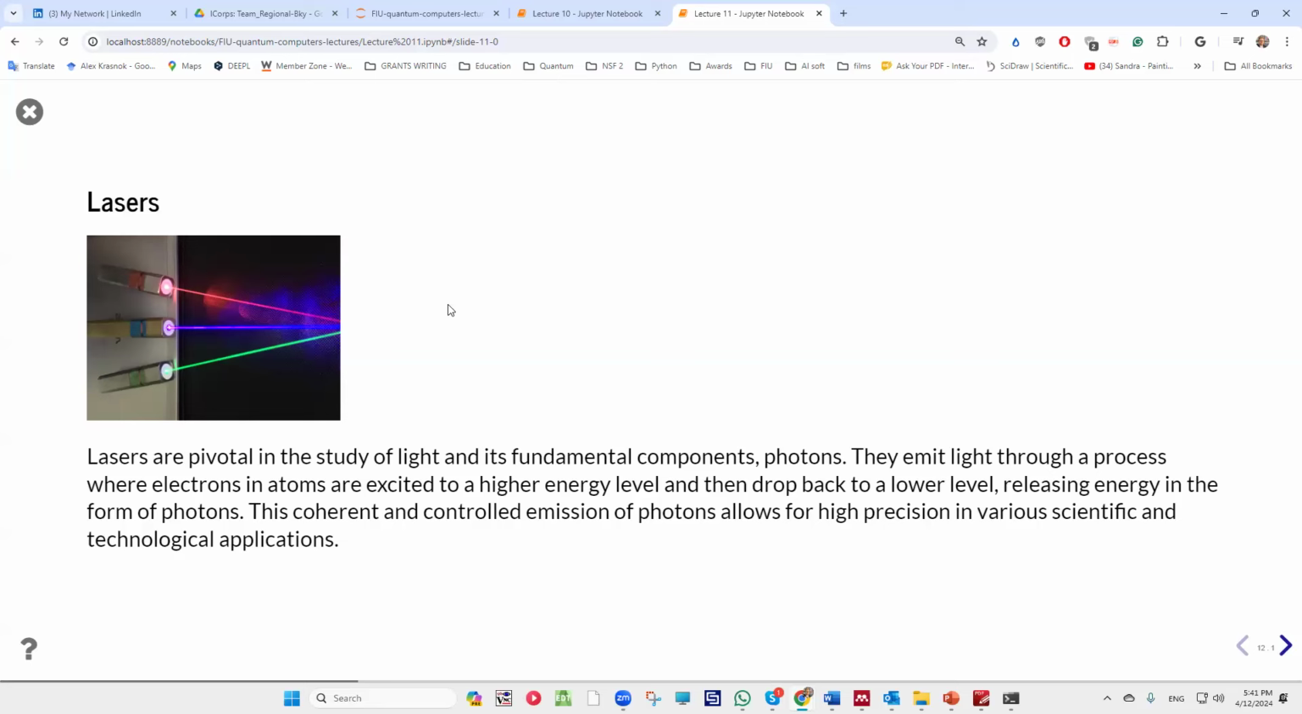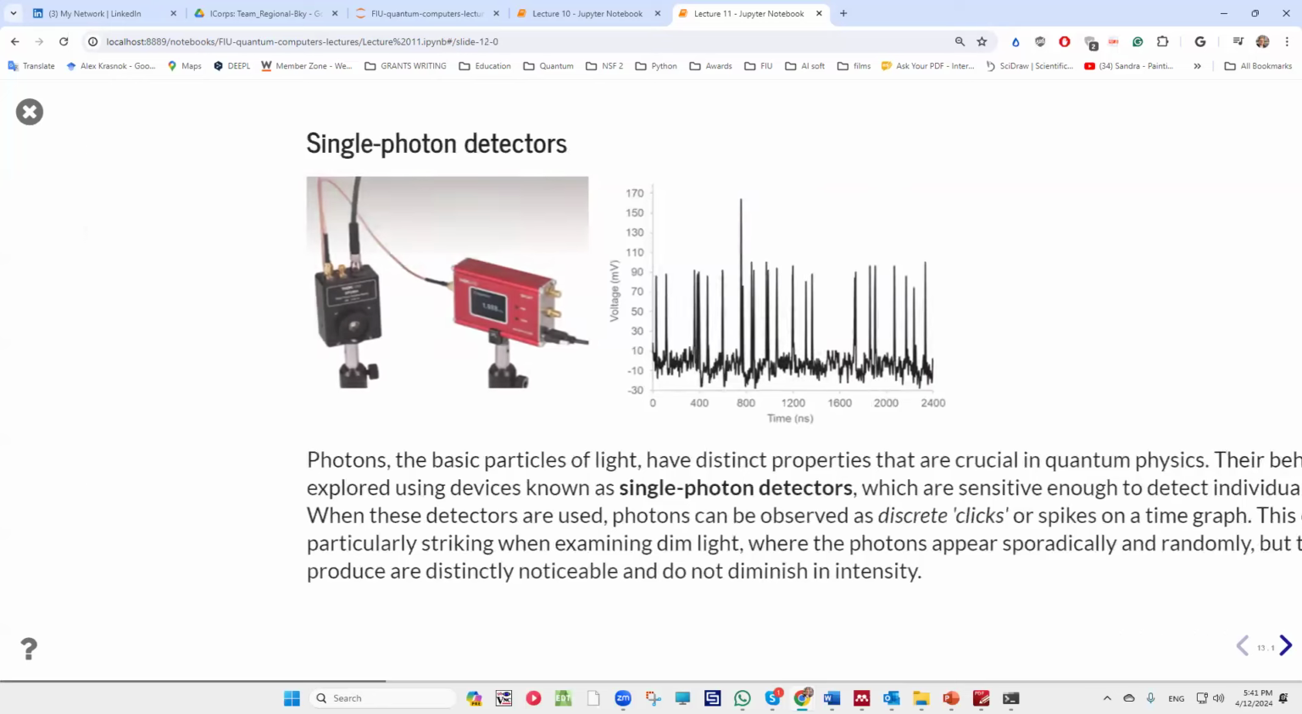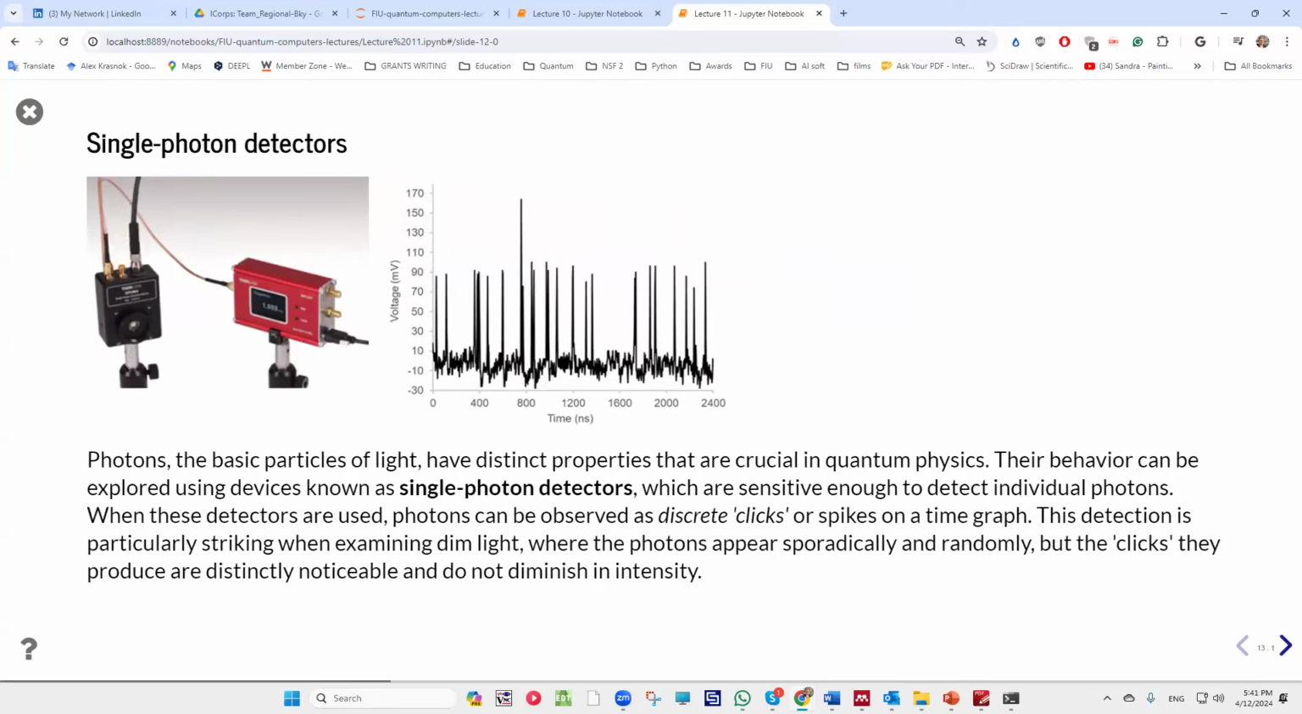But typically a laser emits one single line, which means photons of a single frequency. Frequency means energy here. And we can detect the photons, single photons. To do so, we typically use this device called a single photon detector. I think the principle of the single photon detector is easy to understand.